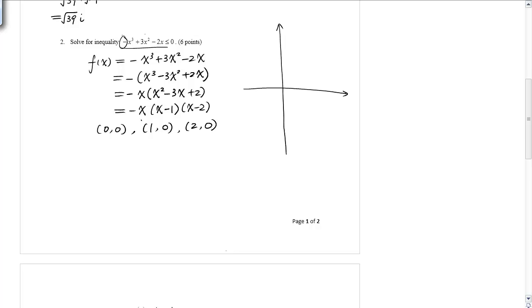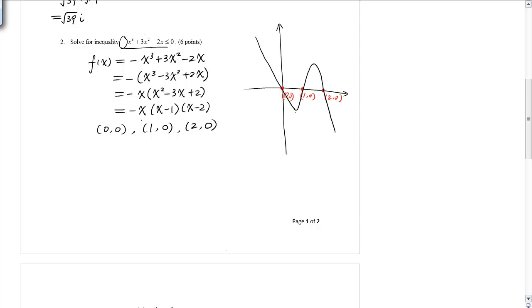Okay. Therefore, to sketch it, we know that the leading coefficient is negative, therefore the right tail goes down. The degree is 3, which is an odd number, therefore the left tail goes up. We know the three x-intercepts on the graph, 0, 1, and 2. And based on this information, we can graph the function to be like this. It doesn't have to be accurate.